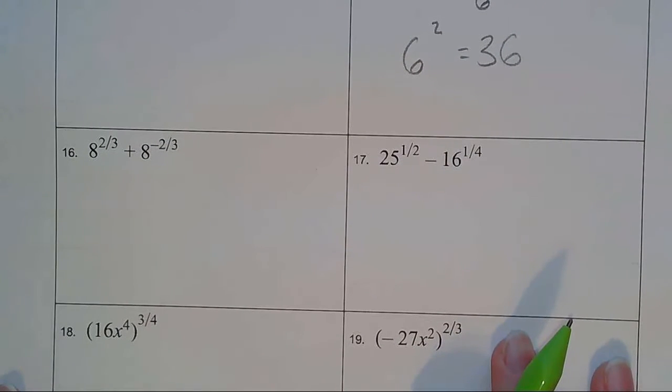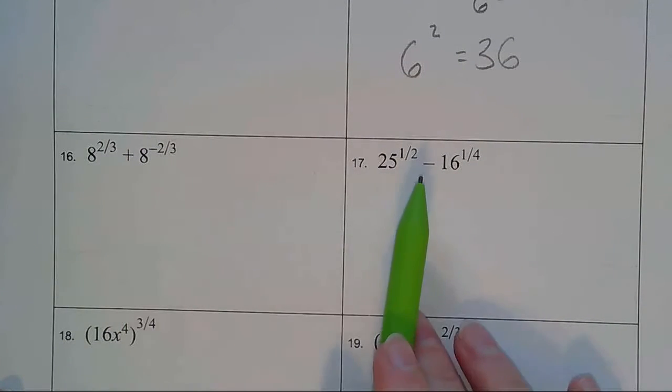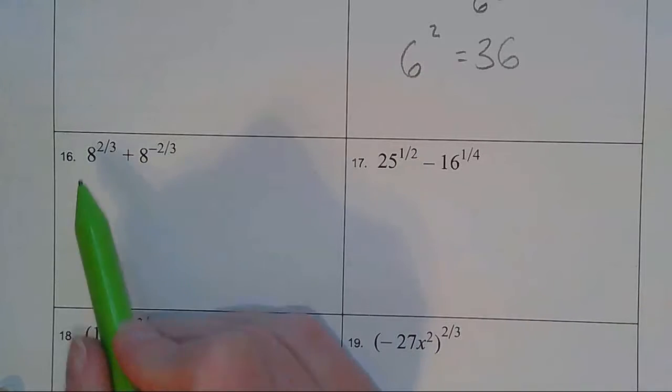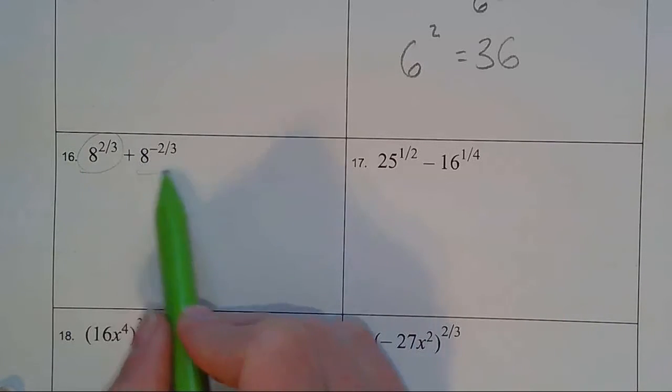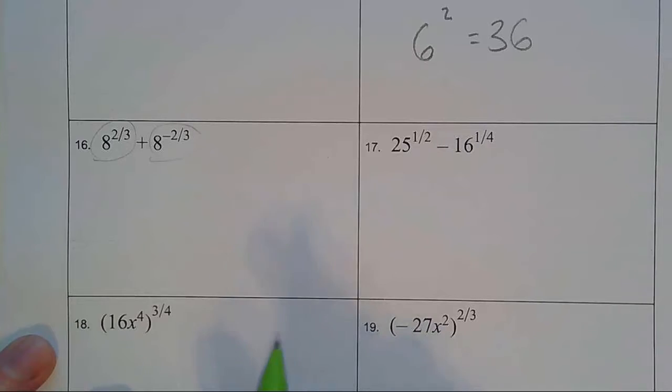Okay, kind of changing gears again, same sort of setup here. These are not multiplying. These are adding and subtracting, which means they don't do anything to each other at all. You straight up treat this guy alone and then treat that guy alone. So 8 to the 2/3. Not sure what that means.